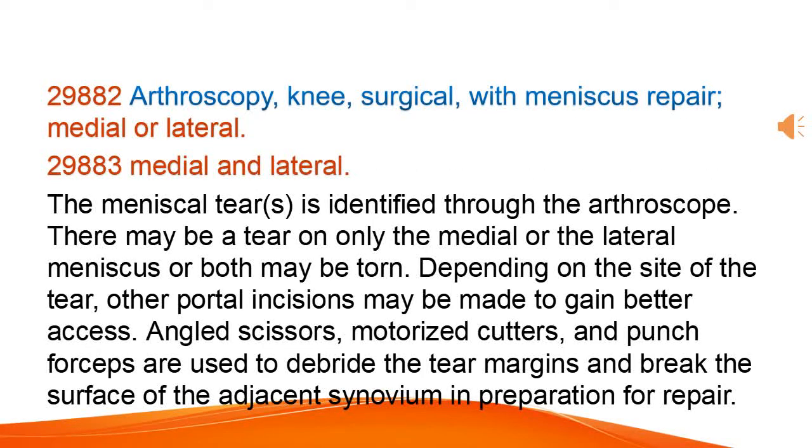Arthroscopy, knee, surgical, with meniscus repair, medial or lateral. Medial and lateral. The meniscal tear(s) is identified through the arthroscope. There may be a tear on only the medial or the lateral meniscus or both may be torn. Depending on the site of the tear, other portal incisions may be made to gain better access. Angled scissors, motorized cutters, and punch forceps are used to debride the tear margins and break the surface of the adjacent synovium in preparation for repair.